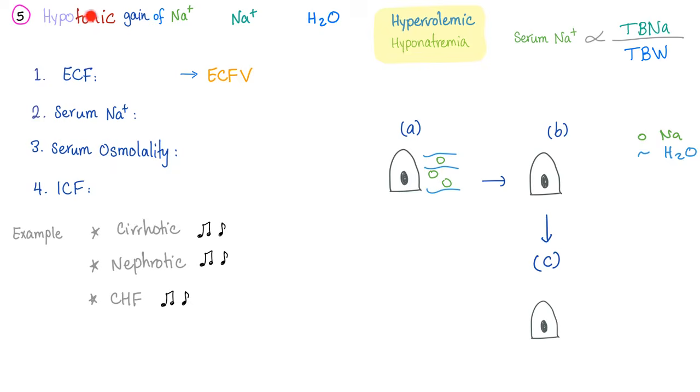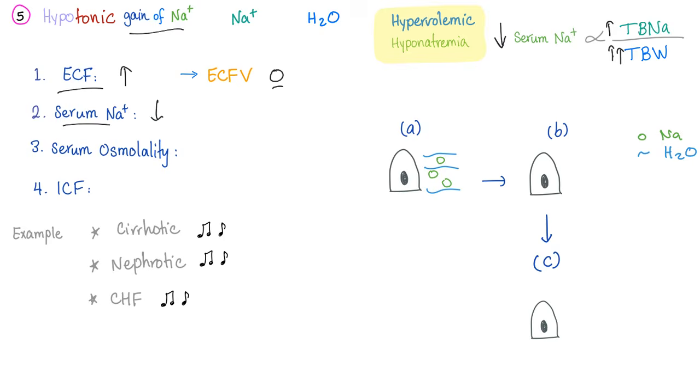Hypotonic gain of sodium. We gained more water than sodium. Let's use the silver equation. Let's gain more water than sodium. What's going to happen to the serum sodium? It's going to decrease. What will happen to the ECF when you gain a fluid? It's going to expand, leading to extracellular fluid volume overload.